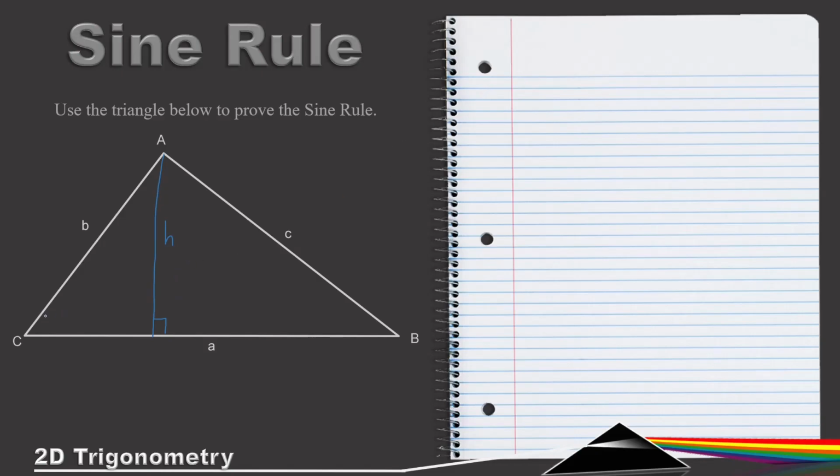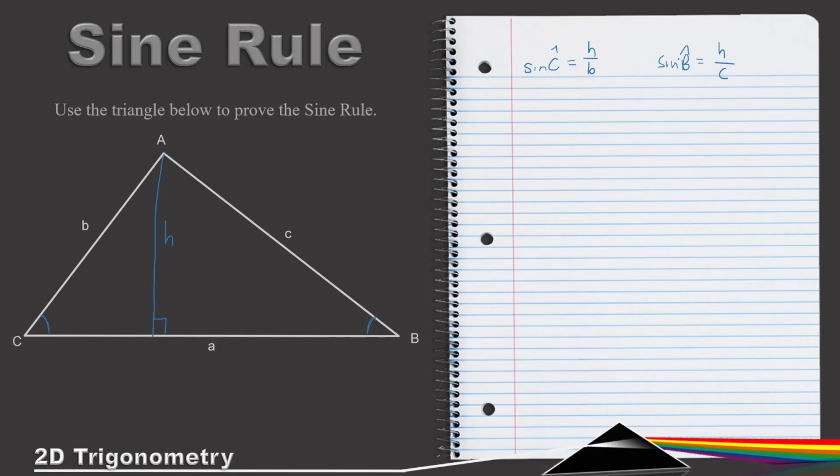With the sine rule, since we are proving the sine rule, we are going to use the sine ratio. And we are going to be focusing on this angle and this angle. So first of all, I'm going to start by finding the sine of angle C. So sine C is equal to opposite over hypotenuse, so that's H over B. And then do the same for the other triangle and find sine of angle B, and that's opposite over hypotenuse, so that's going to be H over C.